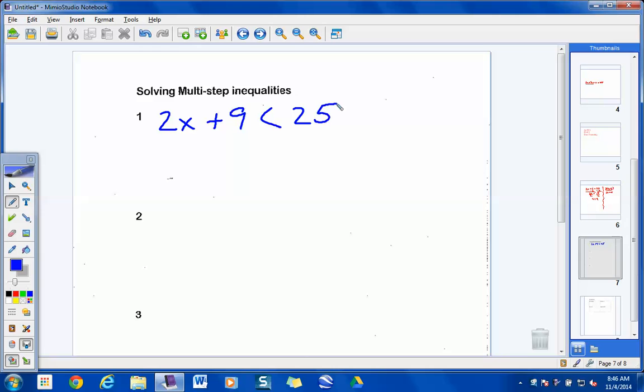Let's start with this one right here as an inequality to work with. We have 2x plus 9 less than 25. All right? You know what? Give me a volunteer. Just start me out. Where do you want to go first? Where do you help, Taryn? Subtract 9. Okay, we're going to start over here. We're going to help out the 9 first, right? Okay.